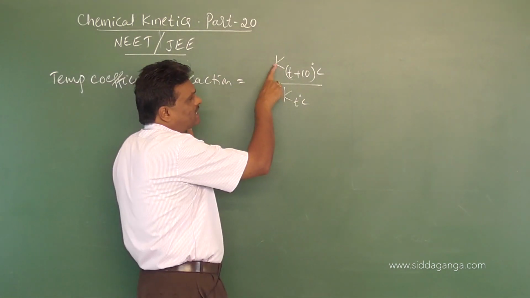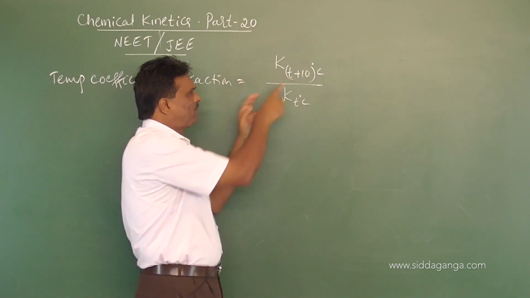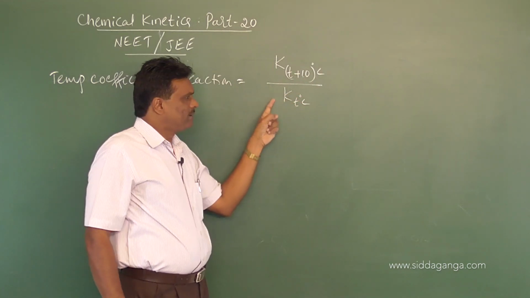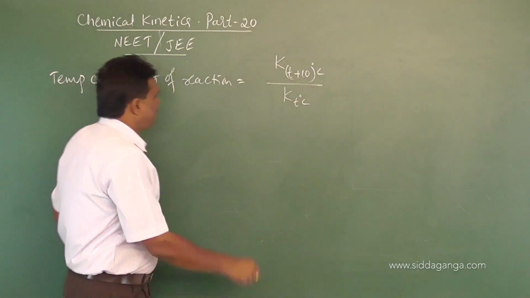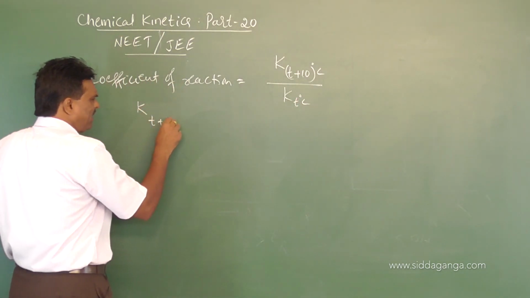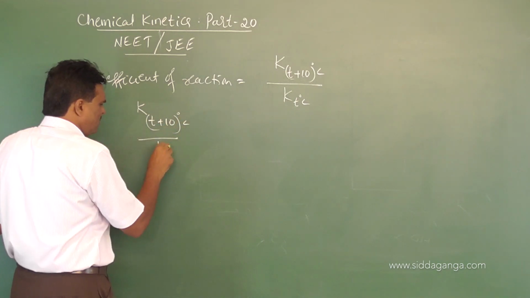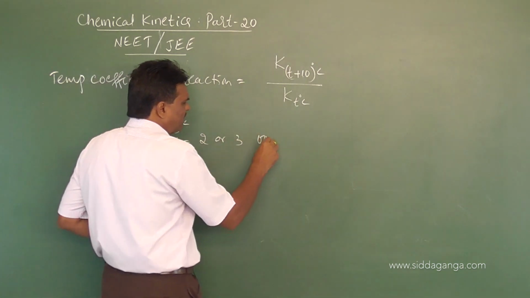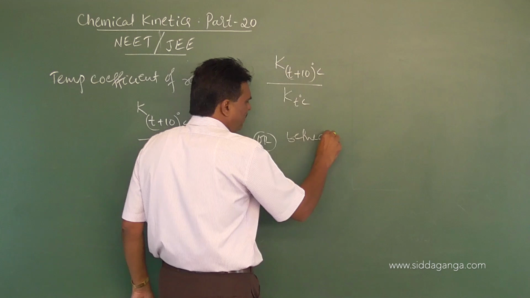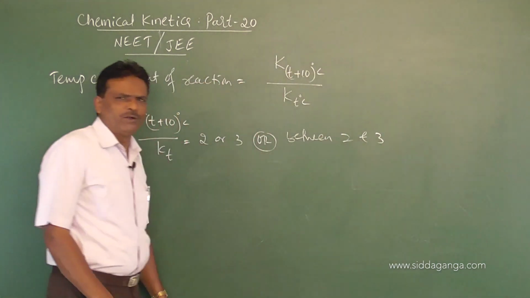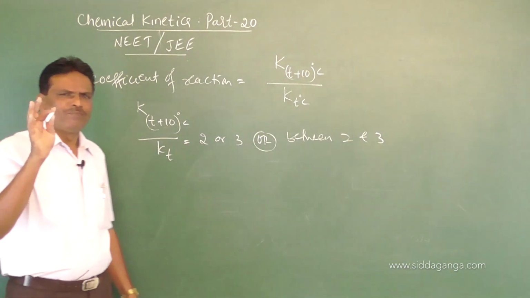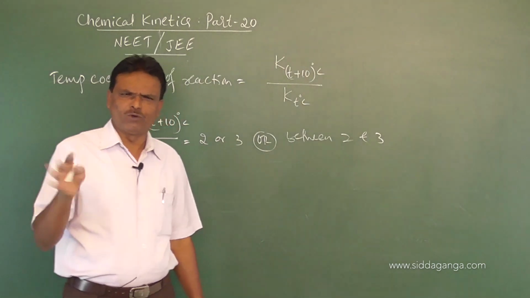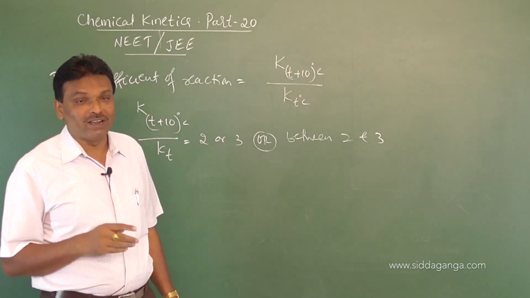Look here, velocity constant is nothing but the rate of reaction. Rate of reaction at T plus 10, rate of reaction at T degree centigrade. So the denominator is the 10 degree lower temperature. So temperature coefficient of most of the reactions was found to be 2 or 3, in other words between 2 and 3. So what is the value of temperature coefficient of reaction? 2 may be given. That is right. It may be 2 or 3 or in between 2 and 3.